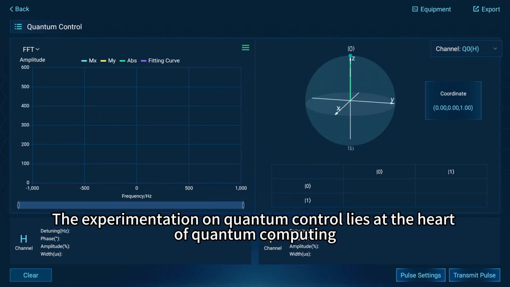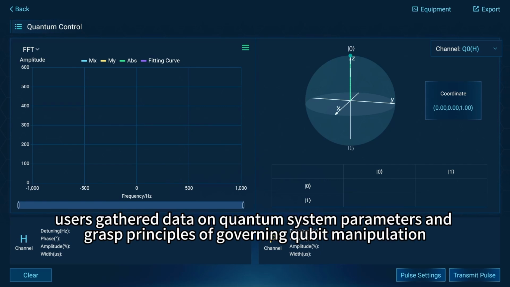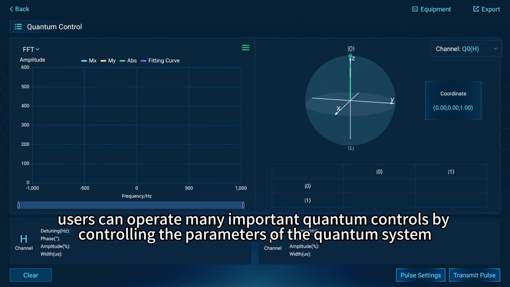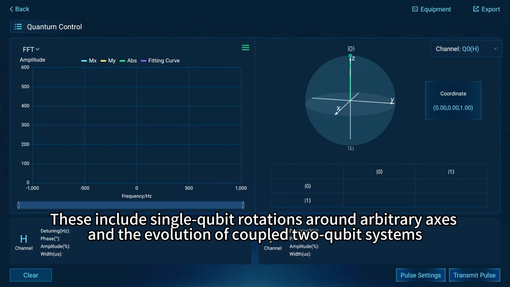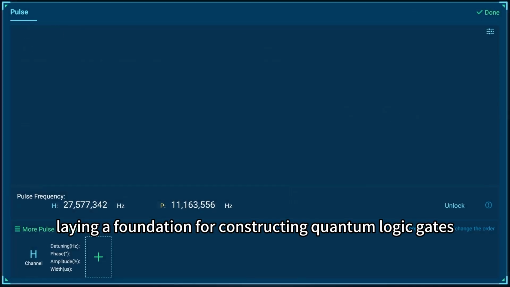The experimentation on quantum control lies at the heart of quantum computing. In previous experiments, users gathered data on quantum system parameters and grasped principles governing qubit manipulation. Following the experiment manuals, users can operate many important quantum controls by controlling the parameters of the quantum system. These include single qubit rotations around arbitrary axes and the evolution of coupled two-qubit systems, laying a foundation for constructing quantum logic gates.